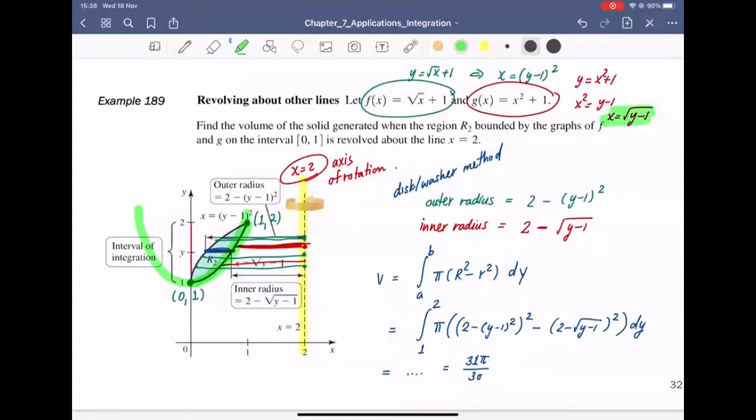Sounds good? All right, hope that answered your question, because that is the basic properties of graphing functions.